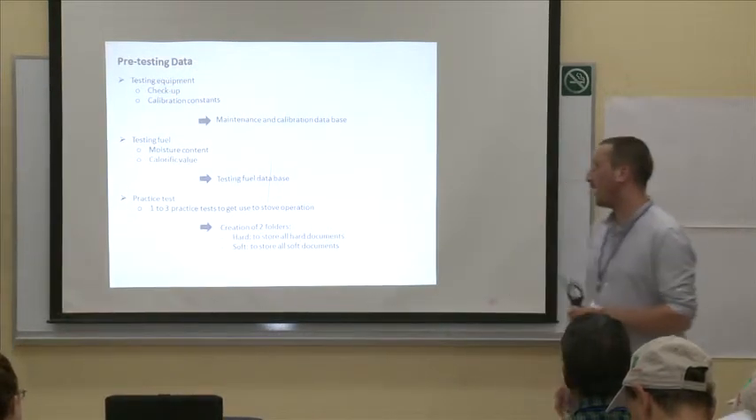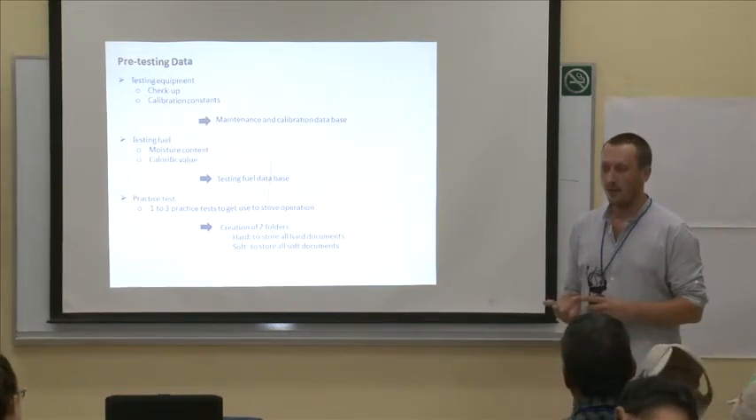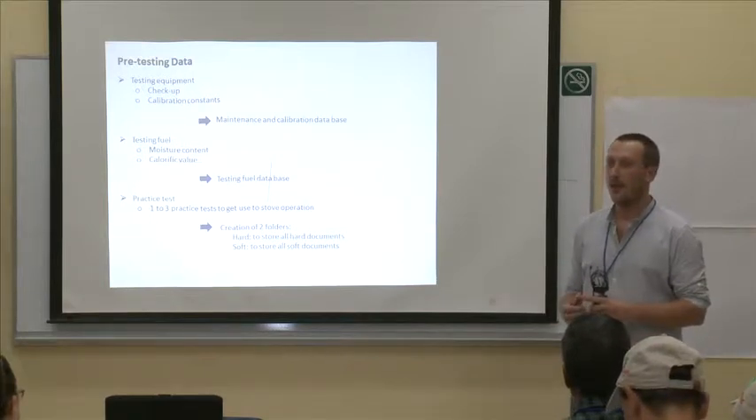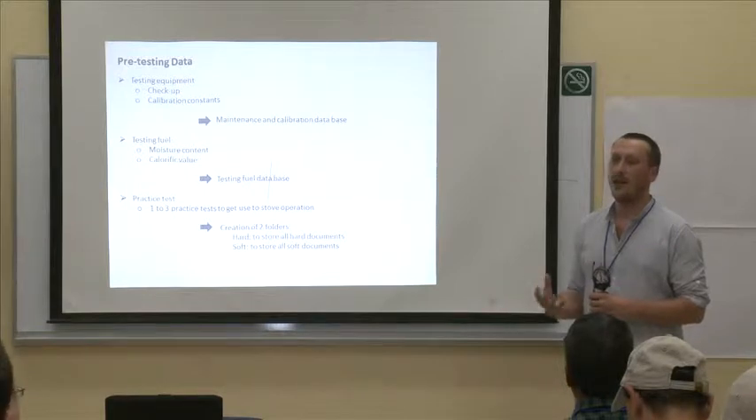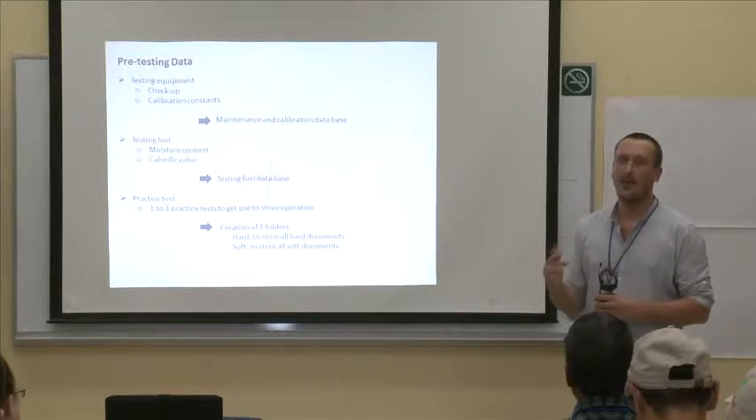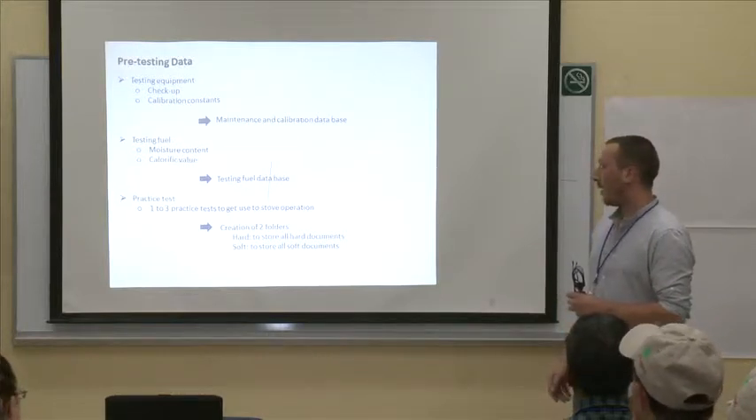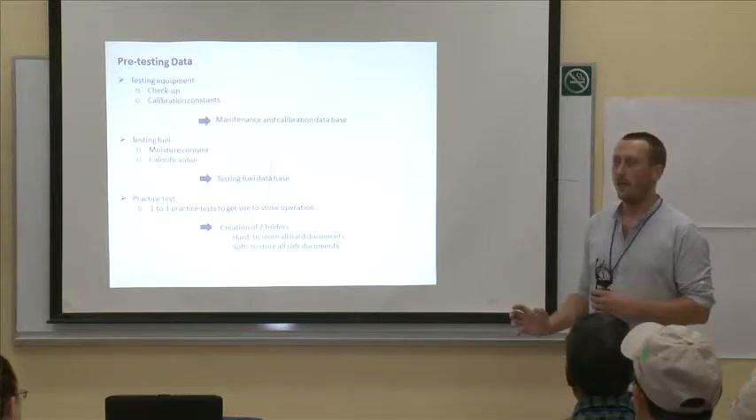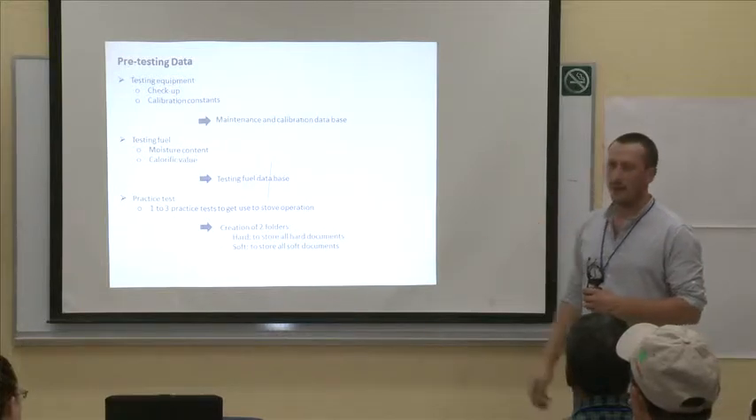So pre-testing data include data about testing equipment. It can be calibration. For some equipment, we are not able to calibrate ourselves. So, like for the thermometer, we are doing a checkup of the thermometer. So we are storing data showing that the thermometer has been checked up and has passed the test. And for the equipment we can calibrate in-house, we are doing the calibration and storing the calibration constant. So all this is stored in the maintenance and calibration database.